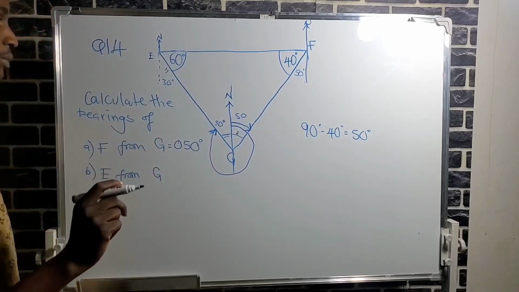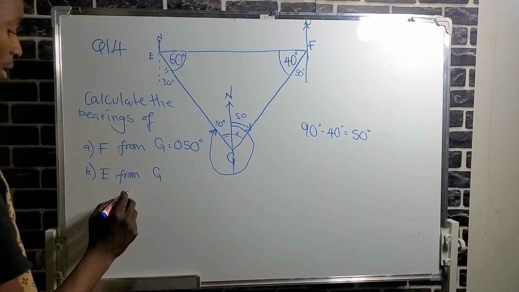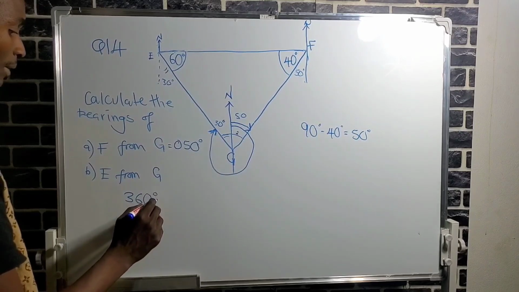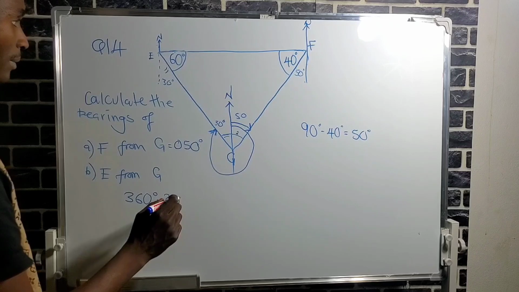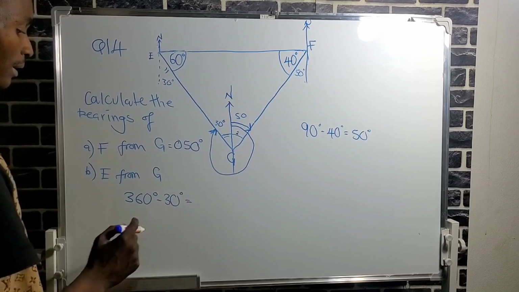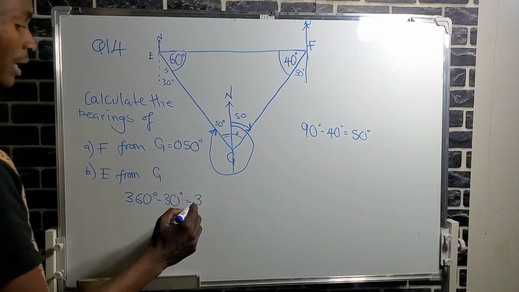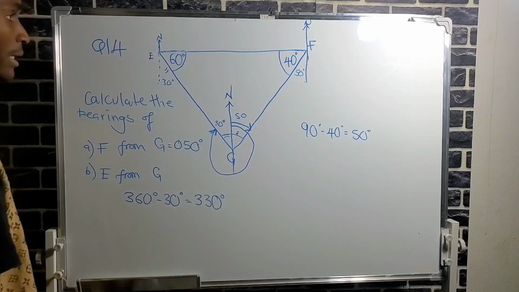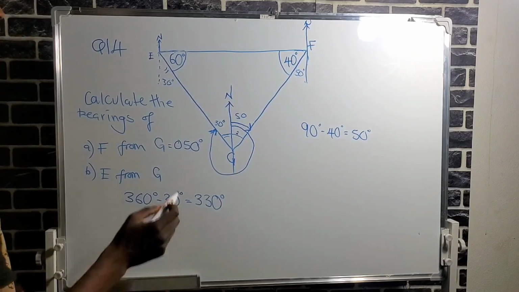We can just subtract the 30 from 360. So we're going to say 360 minus 30 degrees, which is giving us 330 degrees. 330 degrees.